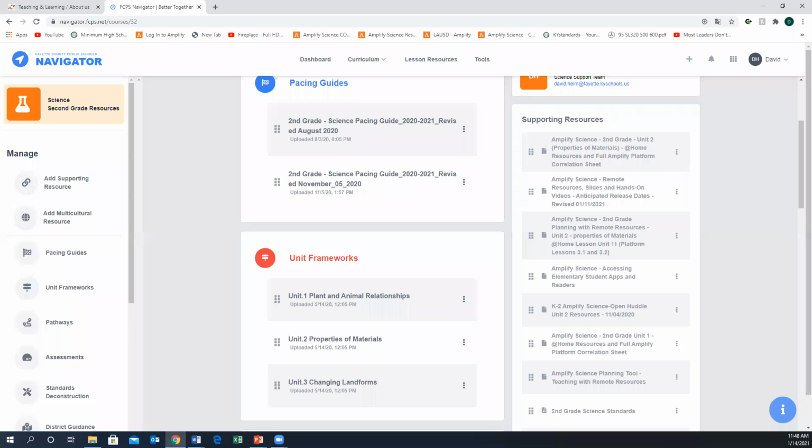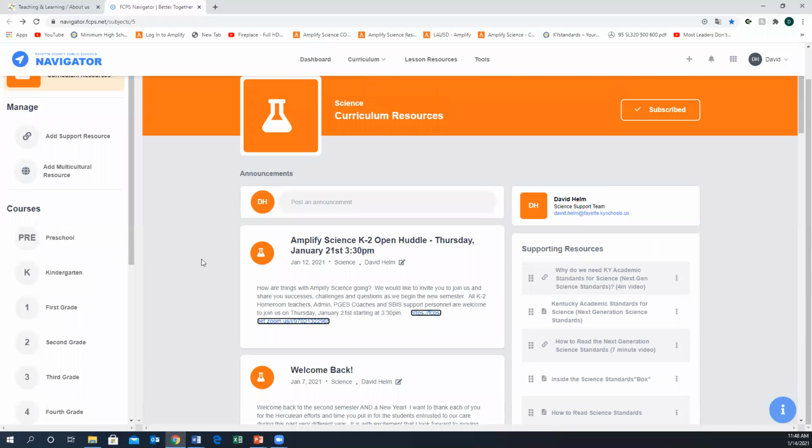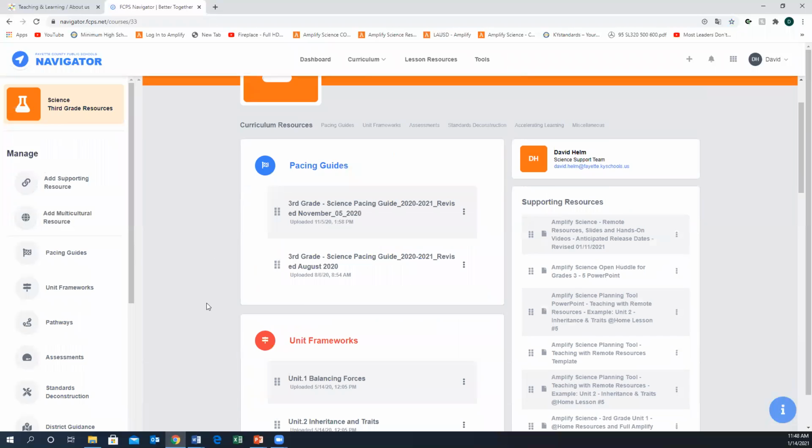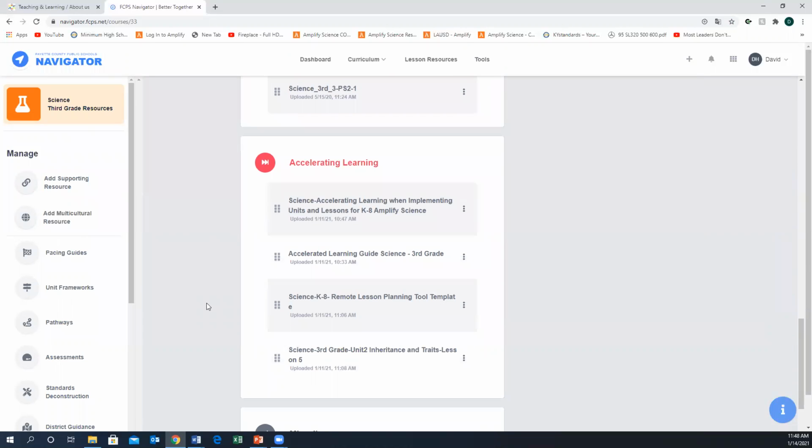We're going to jump onto Navigator, and you'll see that you come to the Science Curriculum Resources homepage. You just select your grade level. In this case, we're going to pick third grade, and we can scroll down to their accelerated learning documents. The first one that we're going to take a look at is the accelerated learning process document. I'll bring that up here for you.